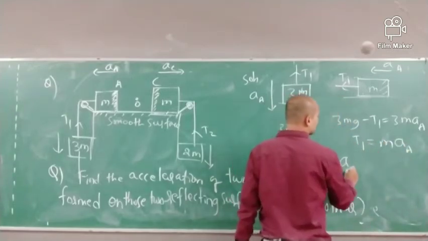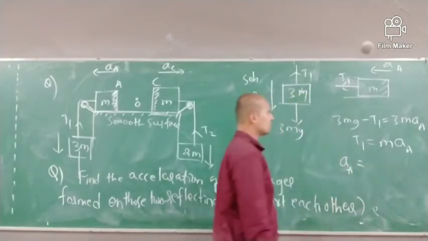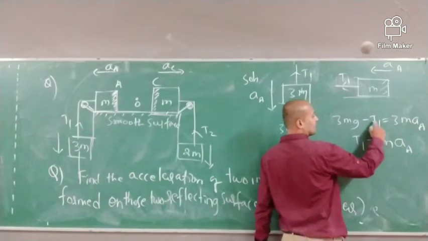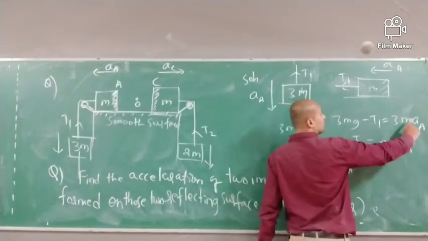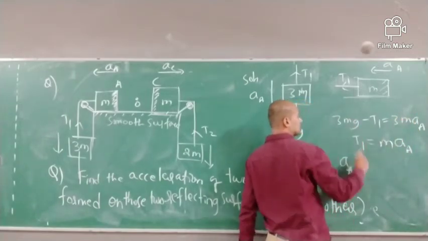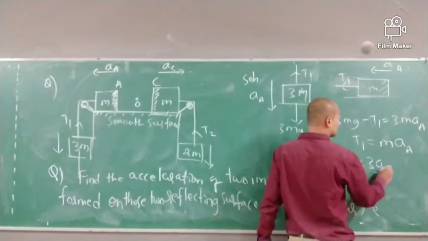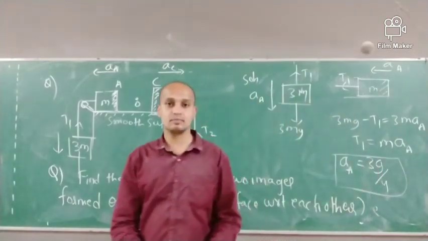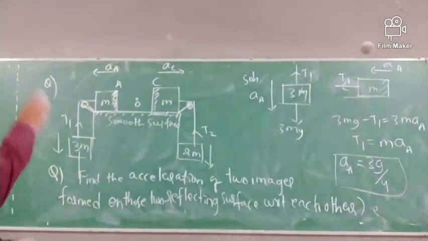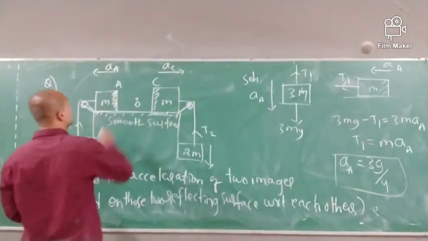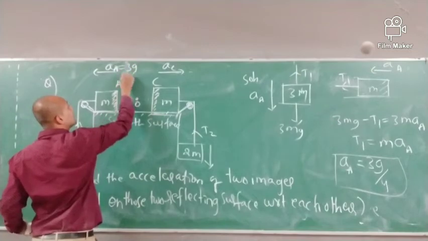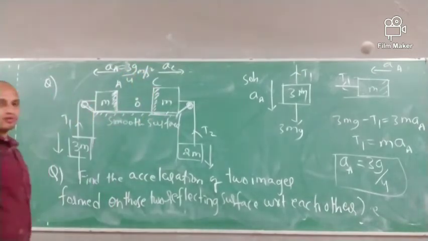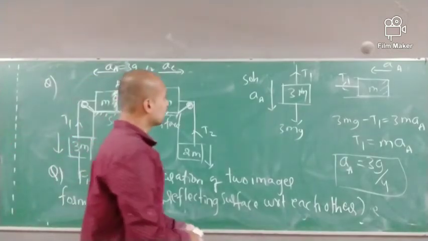So the acceleration of mirror A will be how much? See here, T1 is m into A. So it becomes 4 times, mg cancels, and it becomes 3g by 4. This is the acceleration of mirror A: 3g by 4 meter per second square.